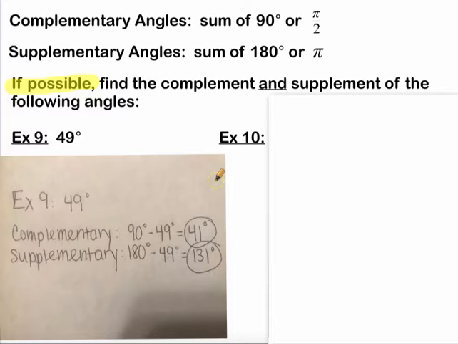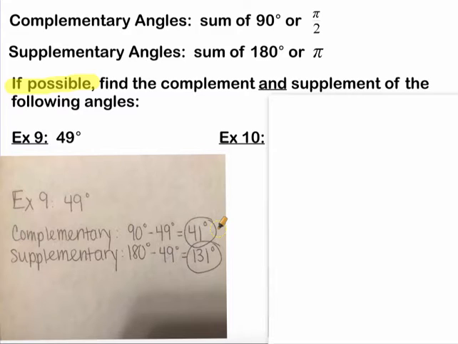So we're going to start easy with example 9, a degree problem, 49 degrees. If we want to find something complementary to that, we have to find out what we need to add to 49 to make 90. So all we do is 90 minus 49, and 41 degrees is the complementary angle. Supplementary, we do the similar process, except supplementary angles add to 180.